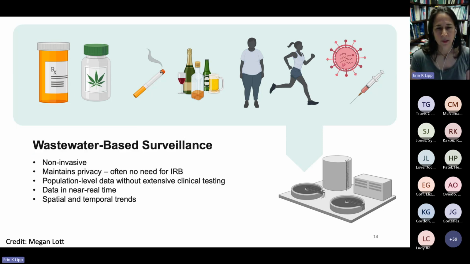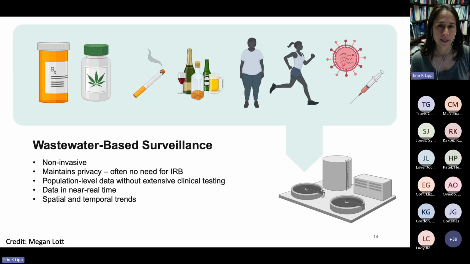So when we talk about wastewater surveillance broadly, it's non-invasive, so people don't have to show up to get tested for anything. If they're using water in an area that's served by a wastewater treatment system and catchment area, that sample will be taken. So it maintains privacy, especially at these broad areas, so you don't need an IRB to do this work. It gives you population level data without extensive clinical testing, although as I'll go through later, it's certainly nice to have both of those things working together.